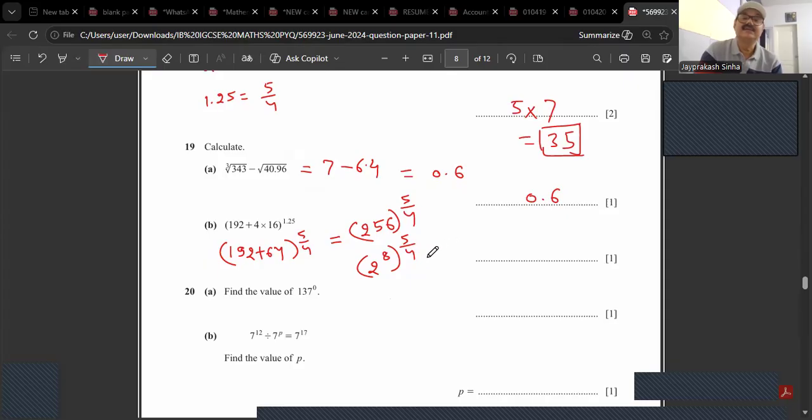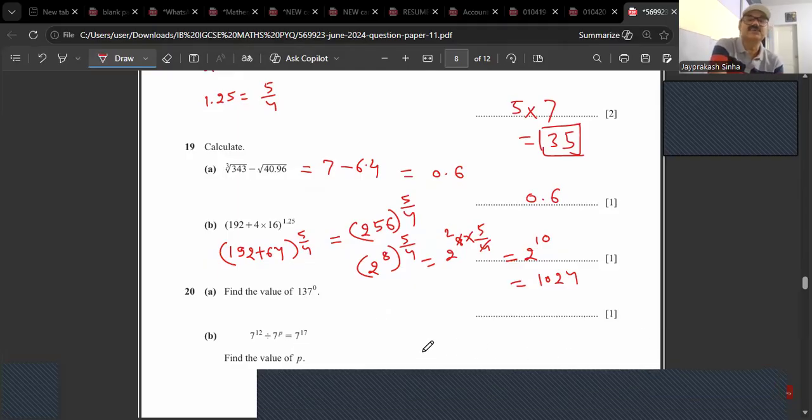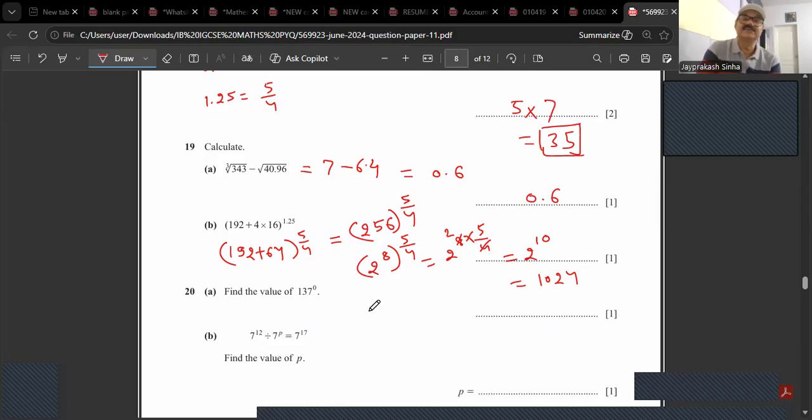So we can write 2 to the power 8 into 5 by 4. 4 into 2 is 8. So this becomes 2 to the power 10. 2 to the power 10 is equal to 1024. You can check, isn't it? You can use the calculator also for these powers, but you should remember them also because these are not very big numbers. Next problem.